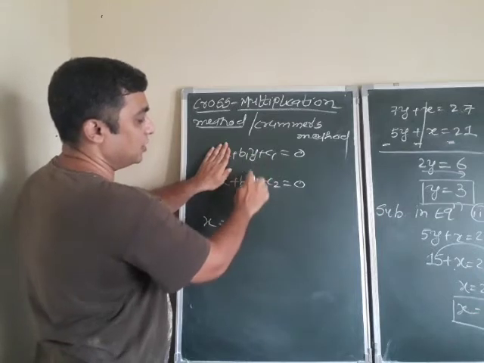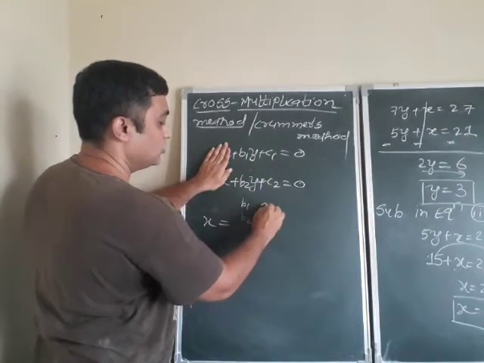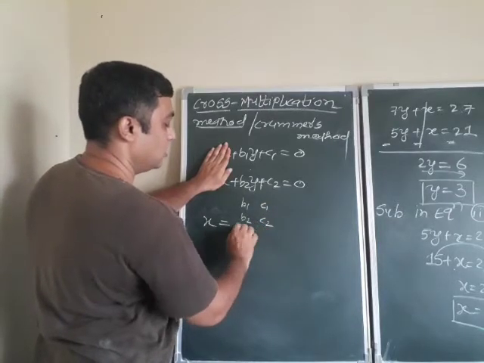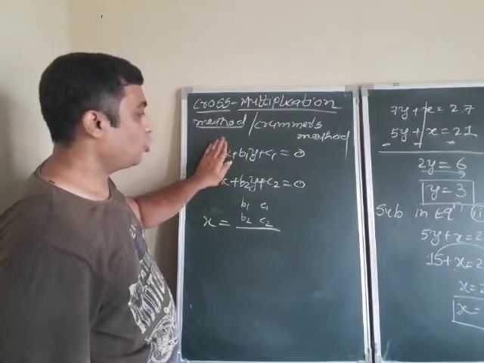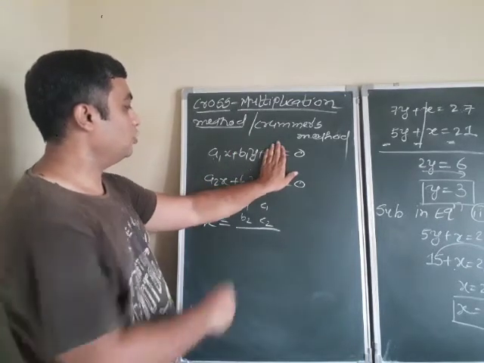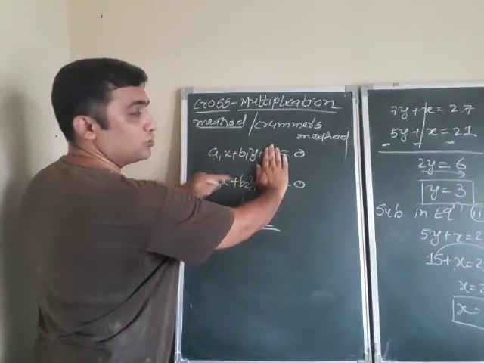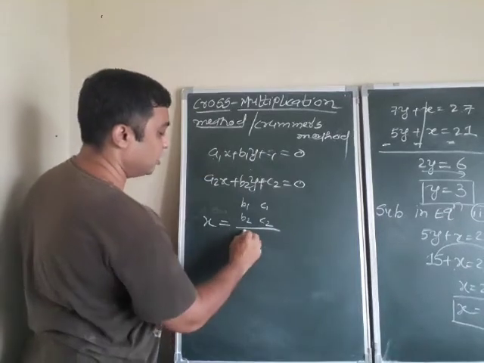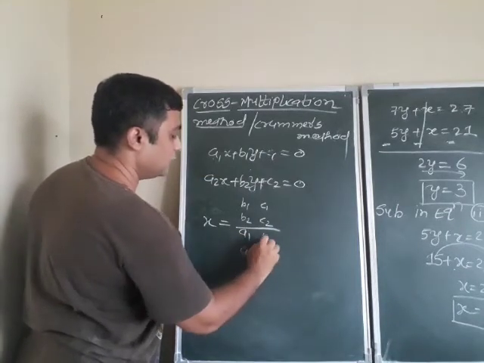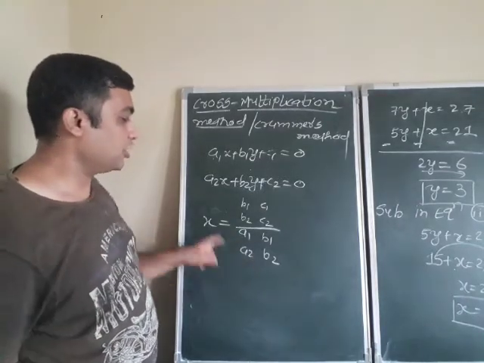Don't write the variable. Just write down the coefficients. So b1, b2, c1, c2 upon, hide the constants. So see, hide the constants. So a1, a2, b1, b2. Only coefficients. So in the denominator write down a1, a2, b1, b2. Clear? This is your solution for x.